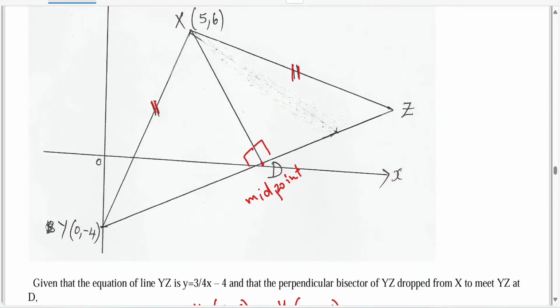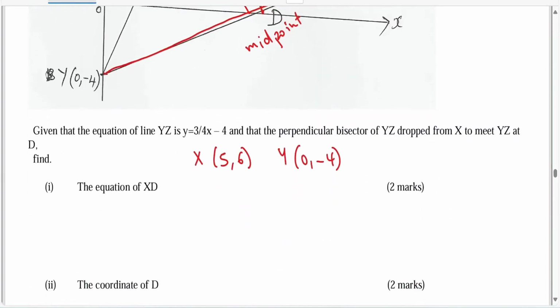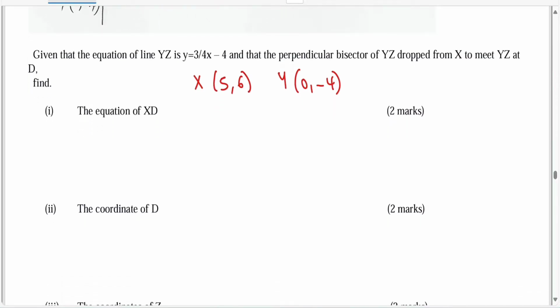So basically XD, which is this, is a perpendicular bisector to YZ, and the equation for XY has been given. So let's find the gradient for XD. Our equation is given by y equal to 3/4 of x minus 4. So our gradient, which is m1, is 3/4.